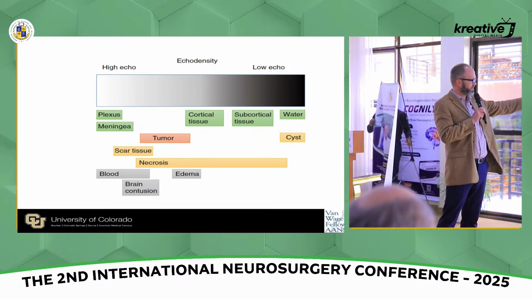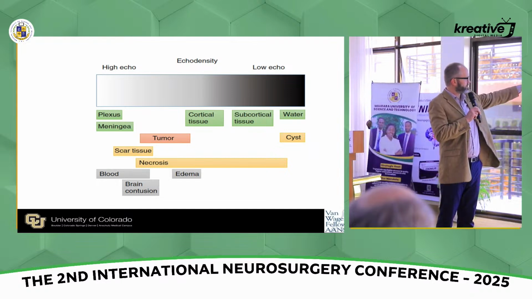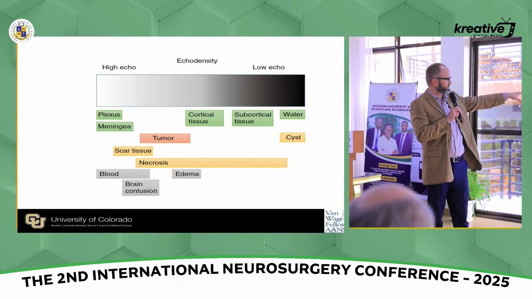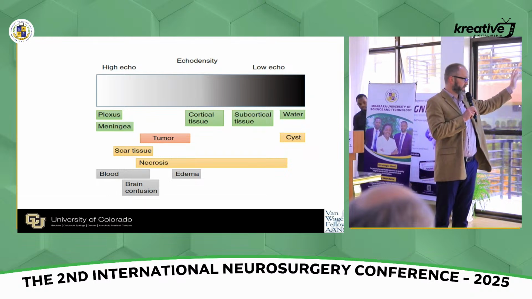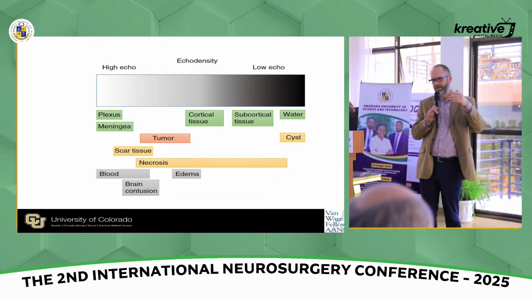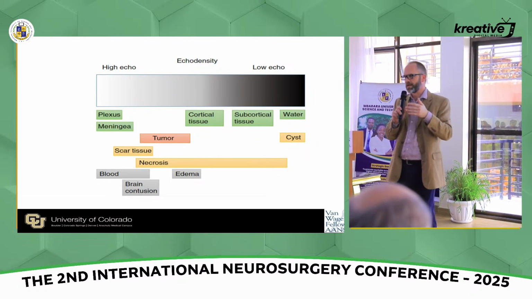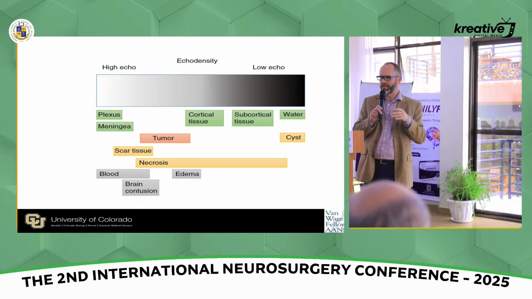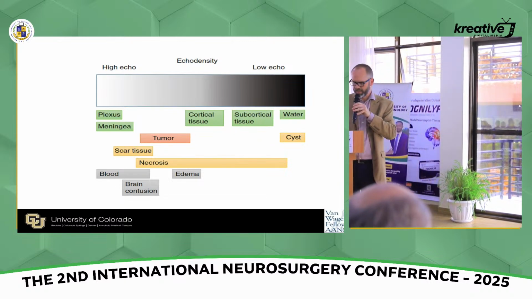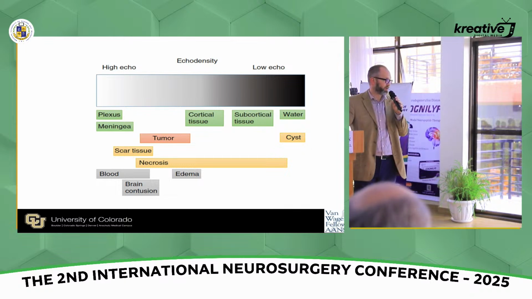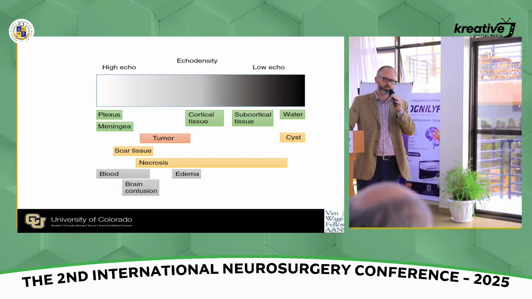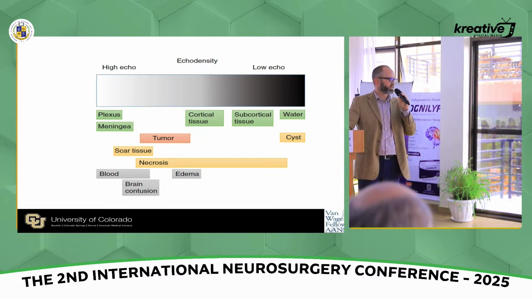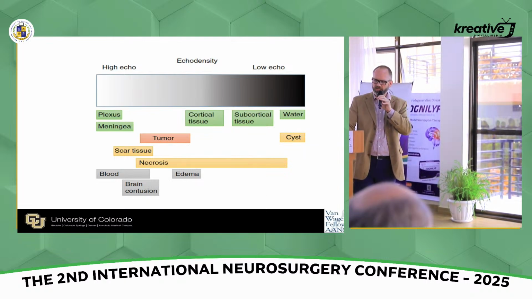Meninges are quite bright, and then certainly acute blood is bright, whereas subacute to chronic blood becomes darker. Necrosis can be quite variable, and brain contusion is quite bright as well. And then calcification shows up as bright, and how you can tell something's calcified, you also get a shadow behind the calcified object.